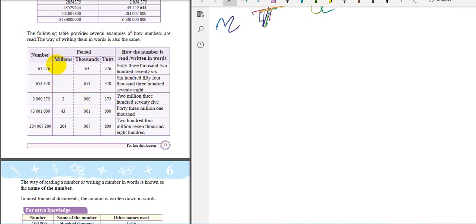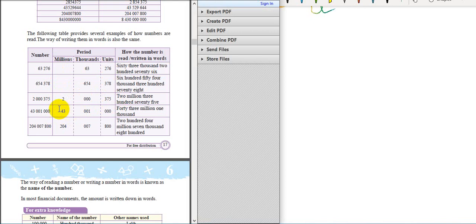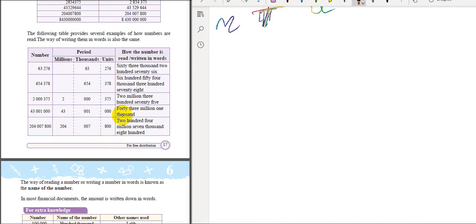So what about this one? Millions period, so 2,375. Then this one is 43,000,000. Here 0. Here 204,007,800. Okay, now we'll move to this one.